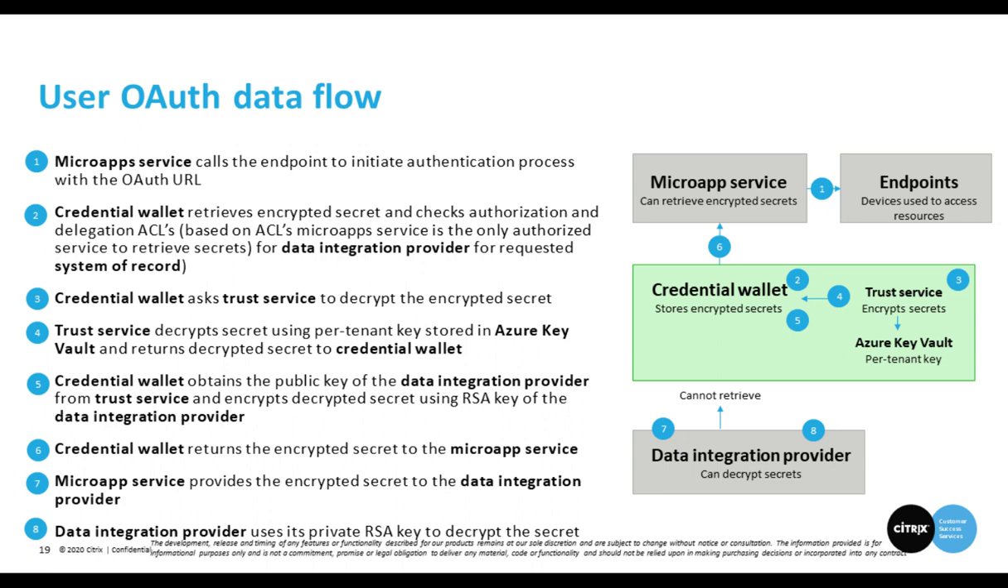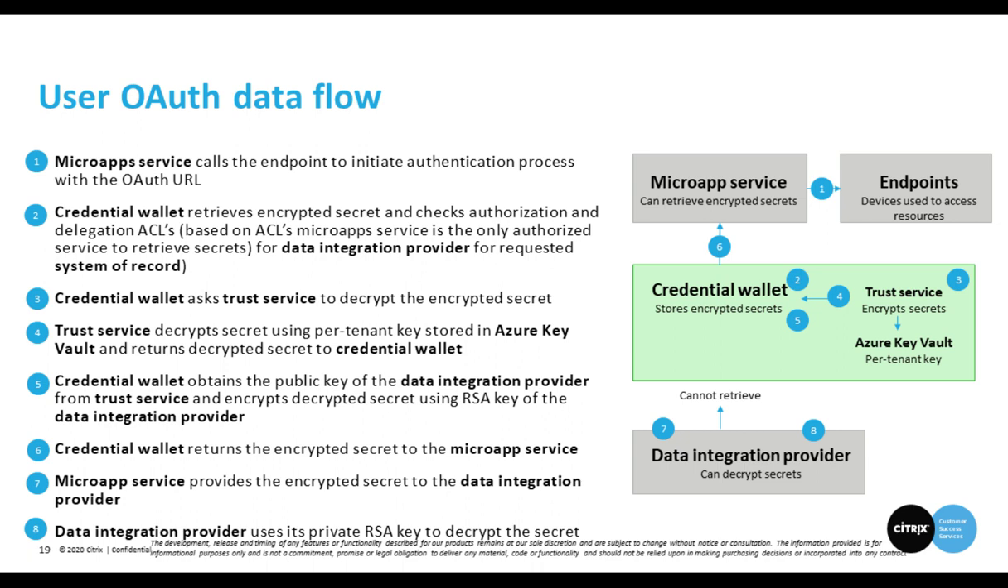Credential wallet is going to retrieve the encrypted secret, make sure that it's authorized and that the delegation and ACLs are correct. And then the data integration provider is basically going to send that information back to the system. Credential wallet then asks the trust service to decrypt that encrypted secret that we had stored. Trust service then decrypts that secret using the per-tenant key. Again, it sits in Azure Key Vault. It's going to return that decrypted key back to the credential wallet.